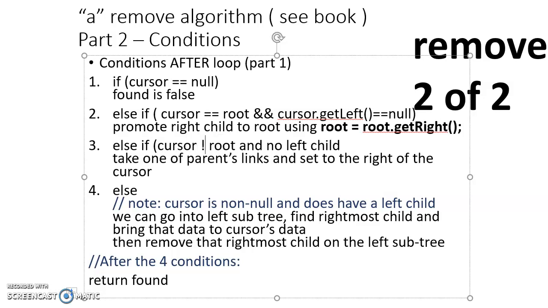So if cursor is not at root and cursor.get left is null. So remember, this is going to be a long else if chain with a trailing else at the very end. If the cursor is not at the root and the cursor get left is null, then we want to take the parent link and set it to the right of cursor.